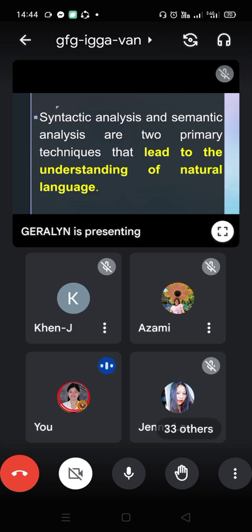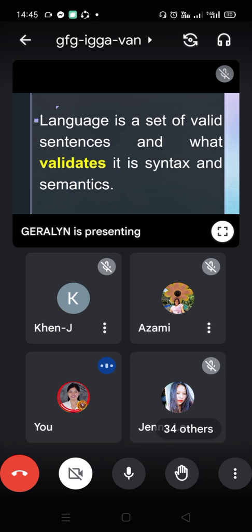Syntactic analysis and semantic analysis are two primary techniques that lead to the understanding of natural language. So basically, before we will successfully do the pragmatic analysis, we have to do first syntactic analysis and semantic analysis. These are the two primary steps or techniques in understanding a language. Language is a set of valid sentences, and what validates it is syntax and semantics.